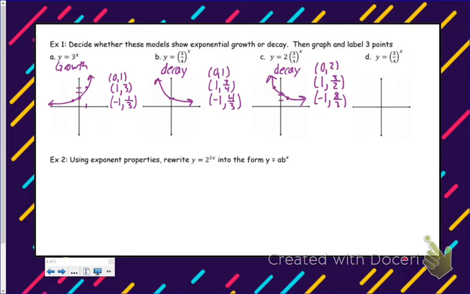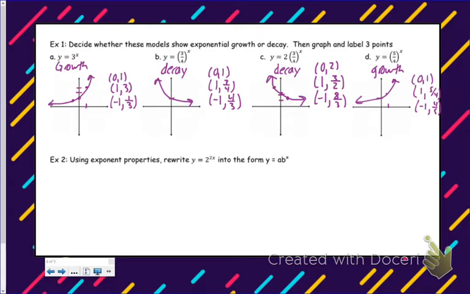Okay, then let's look at D. Again, even though this is a fraction, this is still showing growth because the value is still greater than 1. So this is going to go through 0, 1, 1, 5/4, and -1, the reciprocal. So there is my graph.